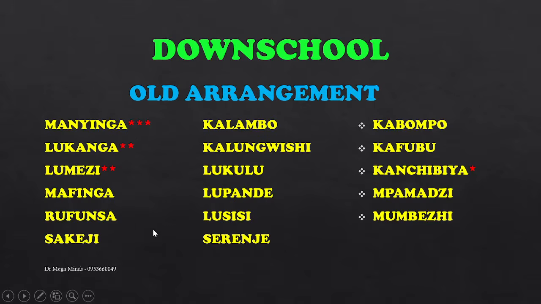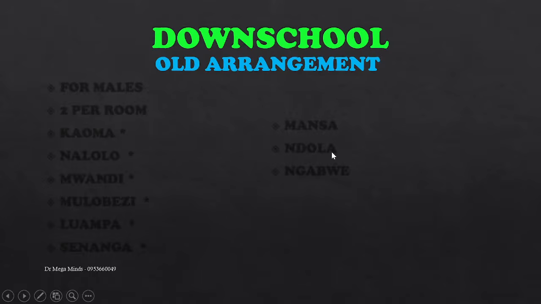Mafinga and Rufunsa are quite good. Kalambo is a good hostel. Also Lupande and Serenje. Kabompo, I talked about it, it's quite okay. Kanshivia is the neighbor of Manyinga. It is connected to the genset. It was a good hostel, or it is a good hostel. Mpamazi and Mumbezi are near the SSS classes, and water is very good here. So that's the old arrangement.